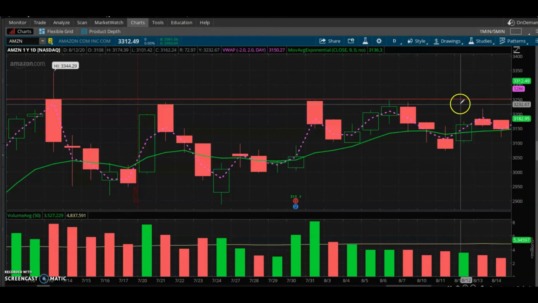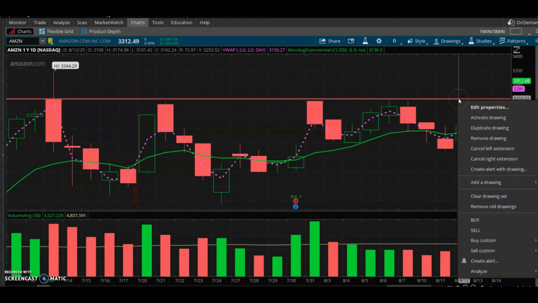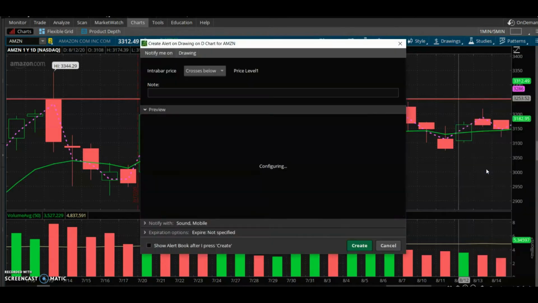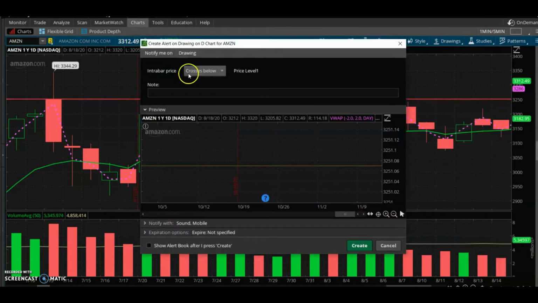So I'm going to set an alert. I'm trading on THINKORSWIM by TD Ameritrade. And to do that, you basically right click. And it's here somewhere, create alert with drawing. I'm going to click on that. And I'm looking for when price action closes above that level. So I'm going to click create.